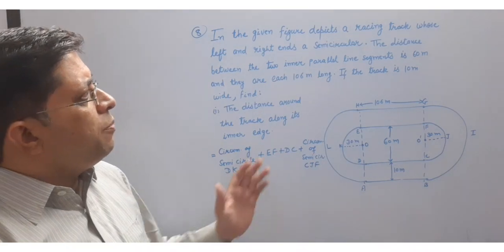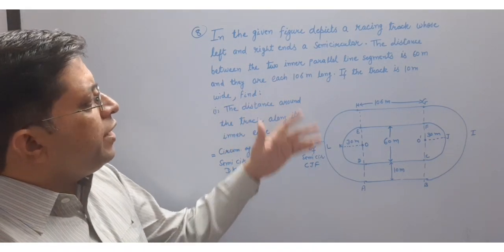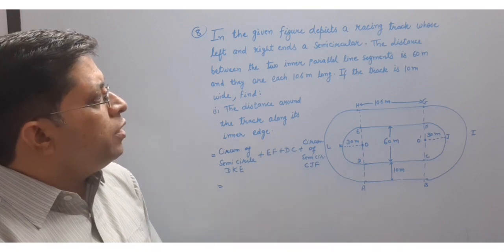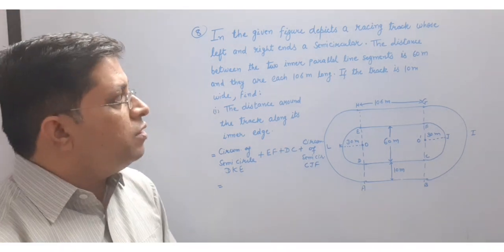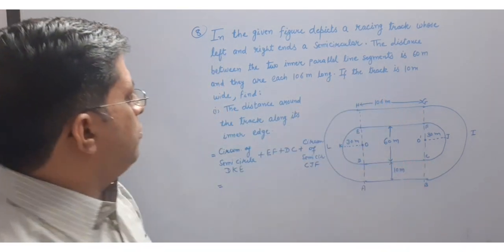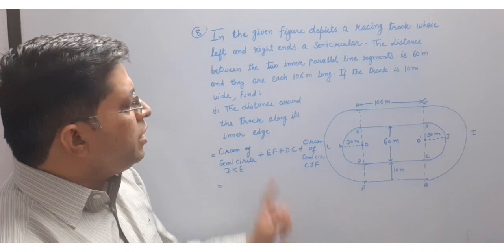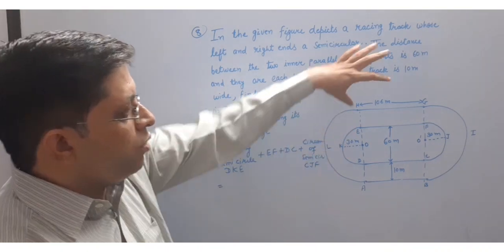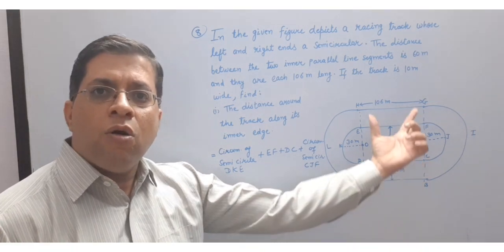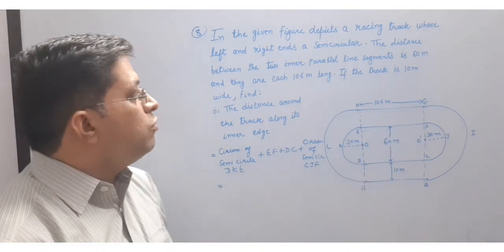The given figure depicts a racing track whose left and right ends are semicircular. The distance between the two inner parallel line segments is 60 meter, and they are each 106 meter long. Up to here, this is 106, and these are all 106 and 106.